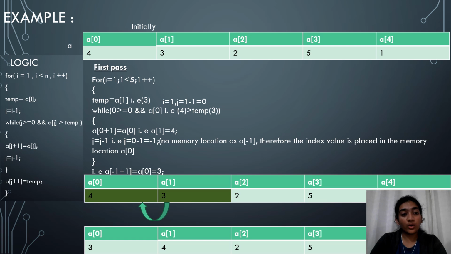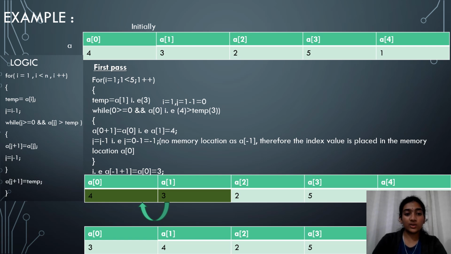j value is found out which is i minus 1, which is 1 minus 1, it is 0. Then while j is greater than or equal to 0, 0 greater than or equal to 0, true. Along with that, A of j is greater than temporary. In A of j, A of 0 we have 4. 4 is greater than temporary variable, which has 3. 4 is greater than 3, true. It will enter the loop. Then A of j plus 1 is equal to A of j. That is in A of j, A of 0 we have number 4. 4 will be stored in A of 0 plus 1, that is A of 1 memory address. That is it is interchanged.